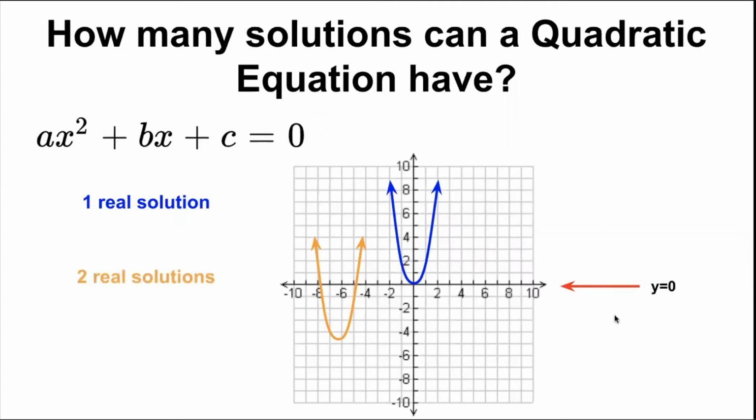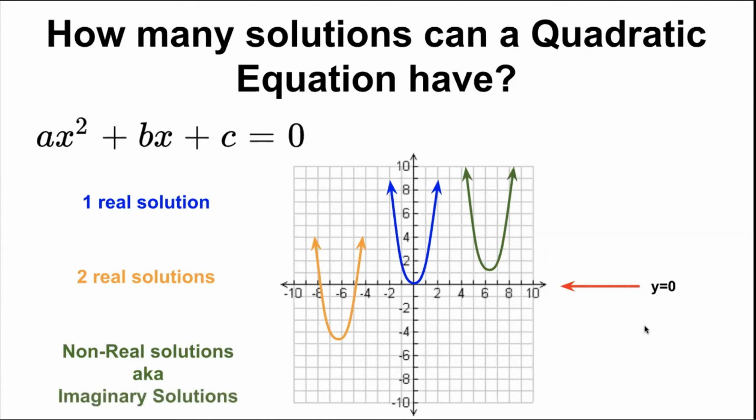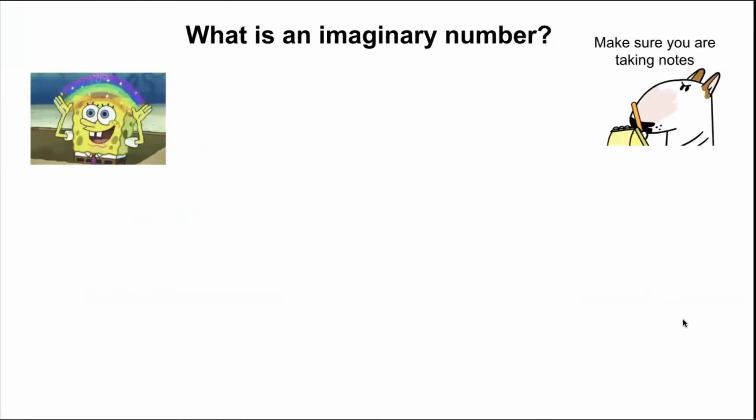Now, what if it's in a different position? What if it's somewhere up here where it does not cross this axis? This is what we're going to call non-real solutions, aka imaginary solutions. So those beautiful numbers are going to come up now, and we're going to call them imaginary numbers. Make sure you're taking notes, because this is what we're going to continue to see in the next session too. So now we are going to be introduced to imaginary numbers. What does it mean?